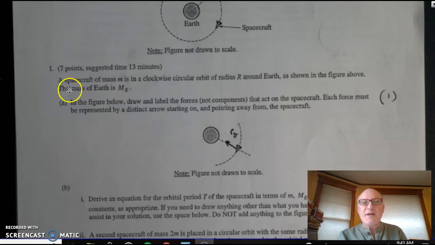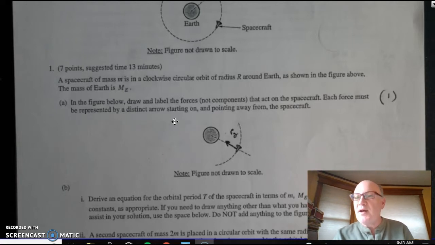And it just reads: a spacecraft of mass m is in a clockwise circular orbit of radius r around Earth, as shown in the figure above. The mass of the Earth is m sub e. And then the first question is to draw and label the forces that act on the spacecraft. So each force must be represented by a distinct arrow starting on and pointing away from the spacecraft.